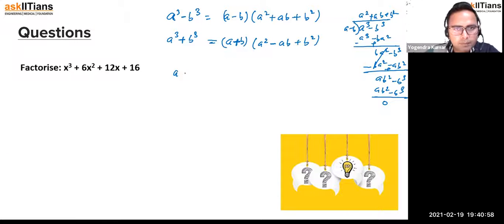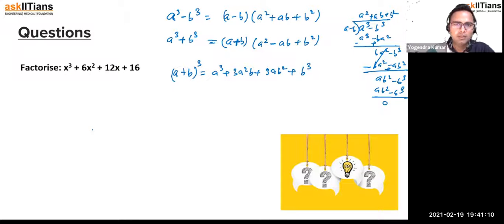No need to worry. (a plus b) whole cube is what? a cube plus 3a square b plus 3ab square plus b cube, right? So it opens up to 3 terms, sorry, 4 terms, right? So it looks like something like that only. You can see here, I'm getting something like that only. Can we write it down like that?